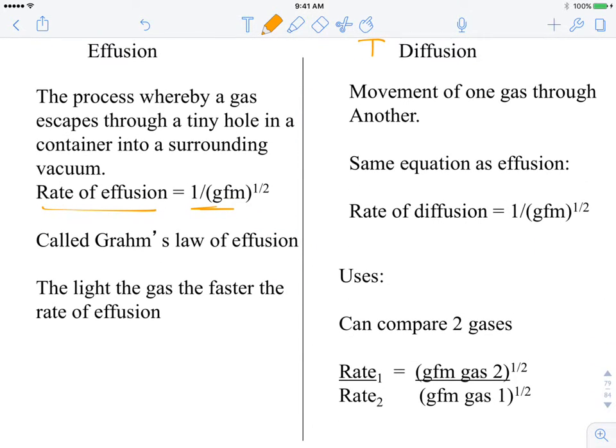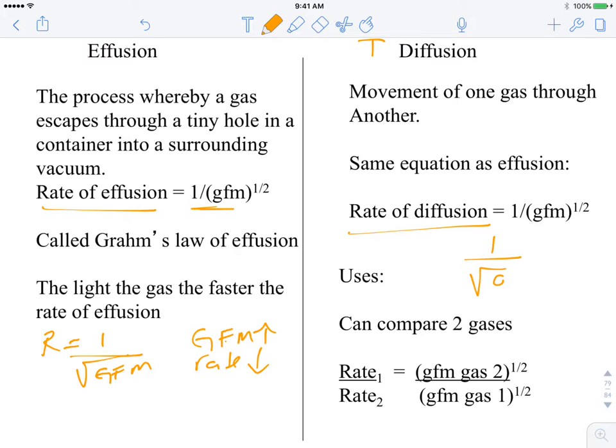So if I write this out for you, the rate is equal to 1 over the square root of the GFM. As the GFM goes up, the rate goes down. You'll see this when we do root mean square velocity, because that's where this square root idea comes from. You'll see it on the next page. We do the same thing with rate of diffusion. Diffusion is again a gas moving either into a vacuum or into another gas, and again you have 1 over the square root of the gram formula mass.